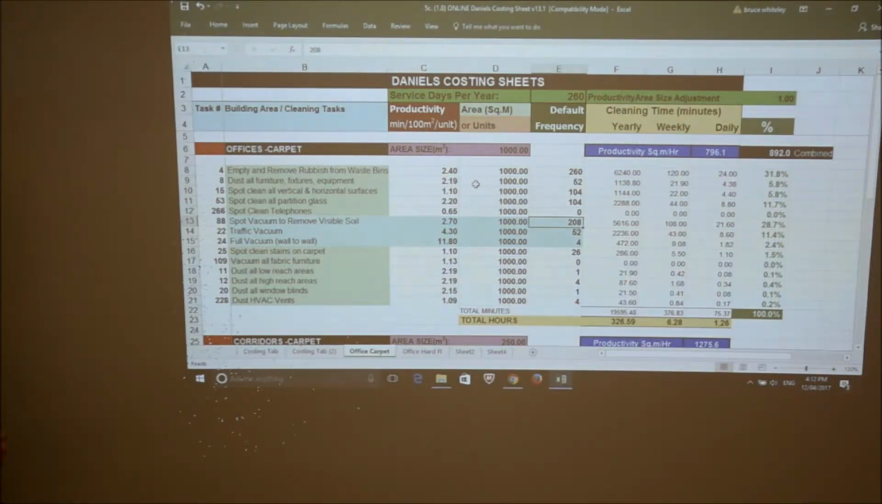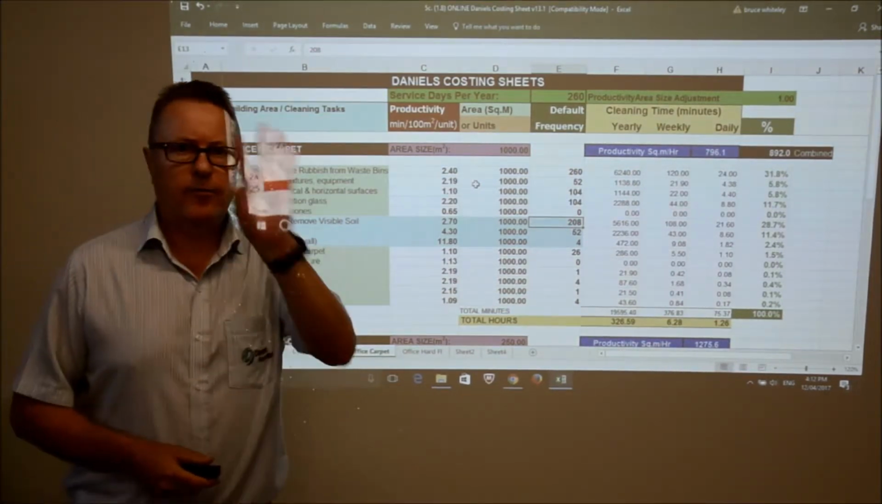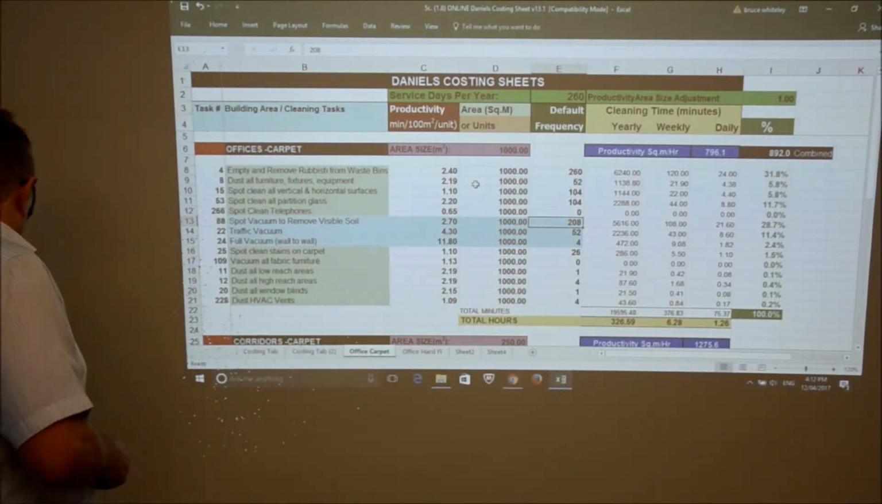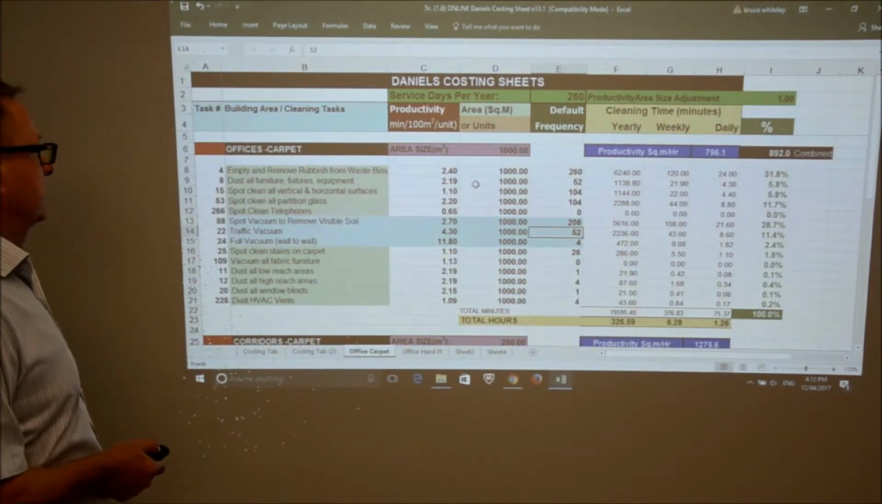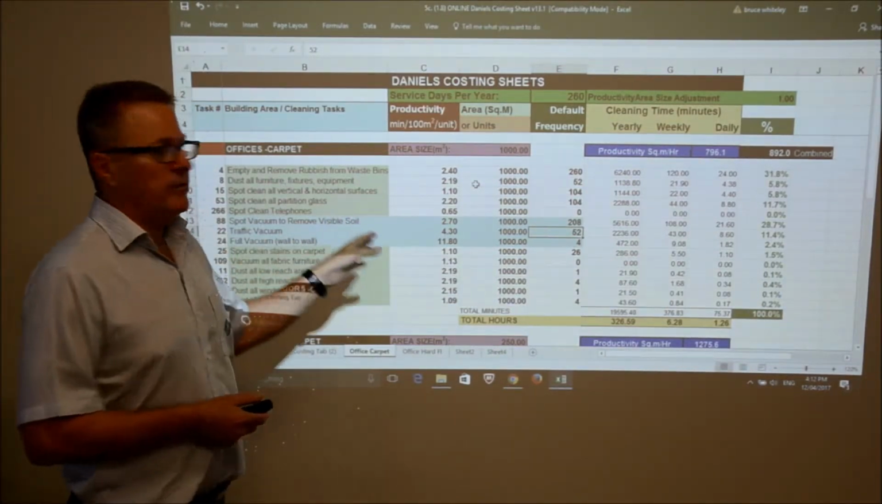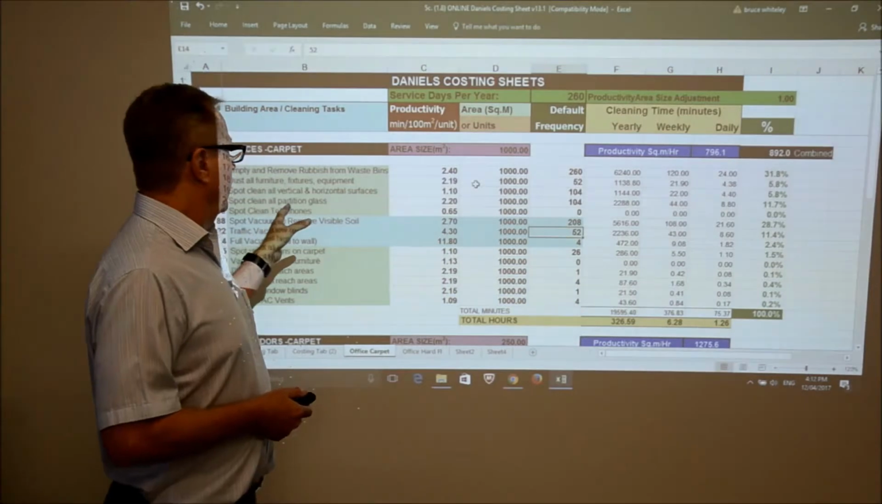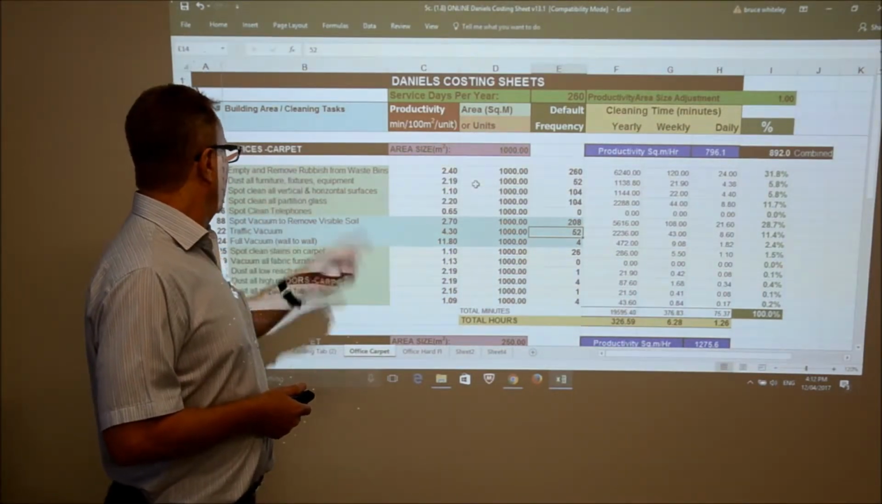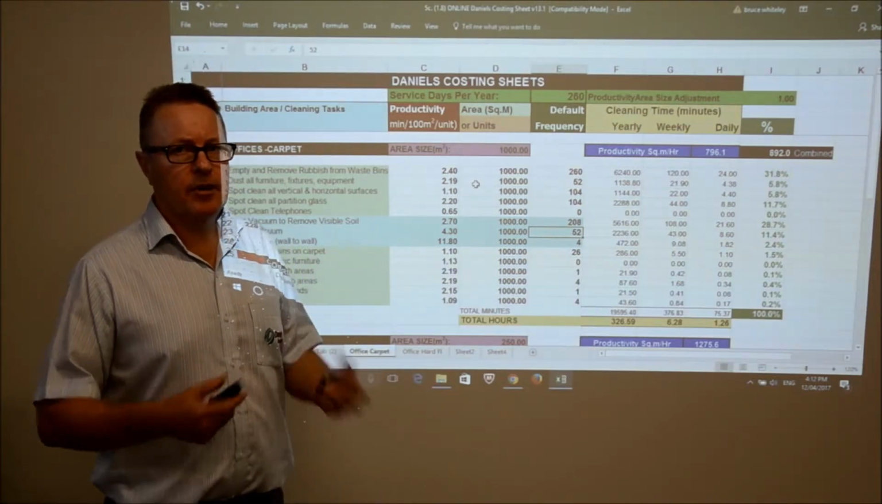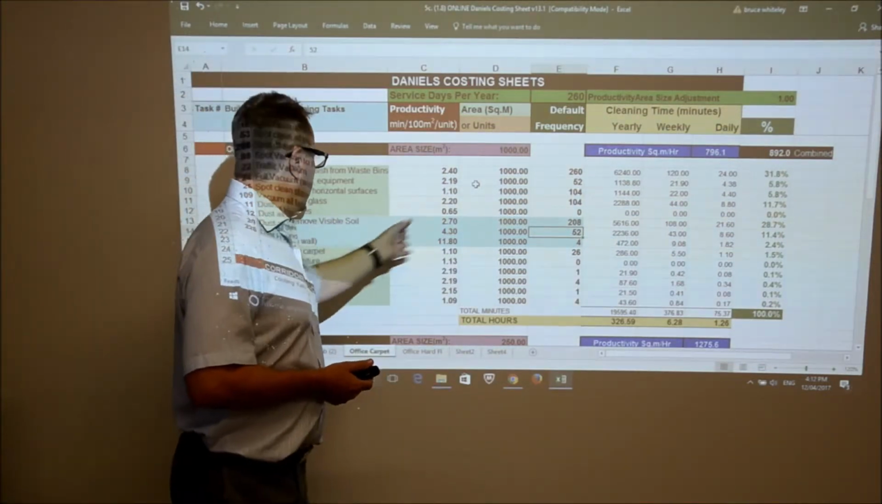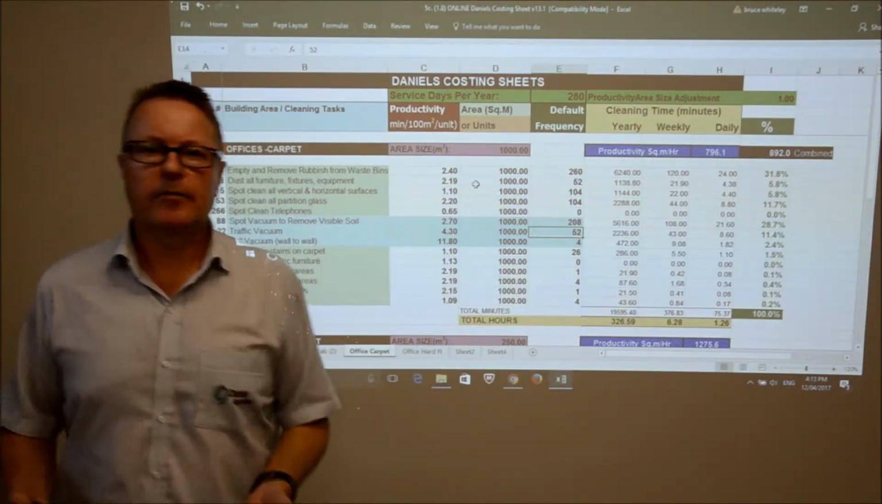Down here, we're now going to look at our vacuuming tasks. In very few situations are we going to spot clean telephones, so we put a 0 in there. We're going to spot vacuum and remove visible soil 208 days. That's 4 days a week. On the 5th day of the week, we're going to traffic vacuum. So 4 days a week we're going to spot vacuum everything, and 1 day a week we're going to traffic vacuum. So over 5 days we're going to break the building out and eventually traffic vacuum all the areas of the offices.